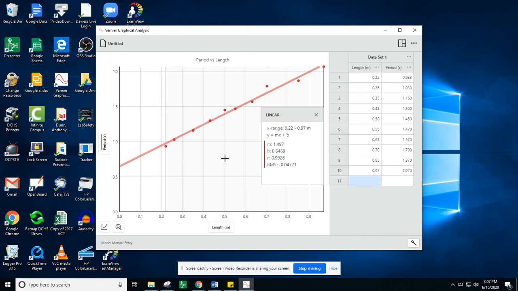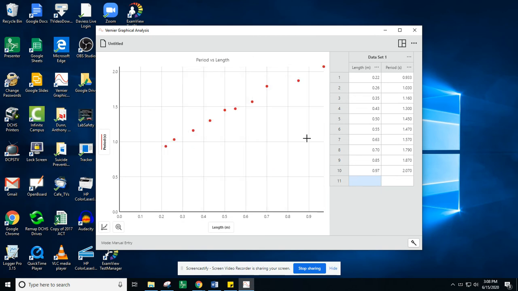Also, if you stuck in 3 meters for the length, you get a period that comes out to over a second. I've done it in class. So this best fit line is not a good prediction or a good mathematical model because it doesn't make good predictions when the length is 0 or when the length is considerably longer than this maximum value that they have down here of 0.97. So I don't want to do a linear fit.